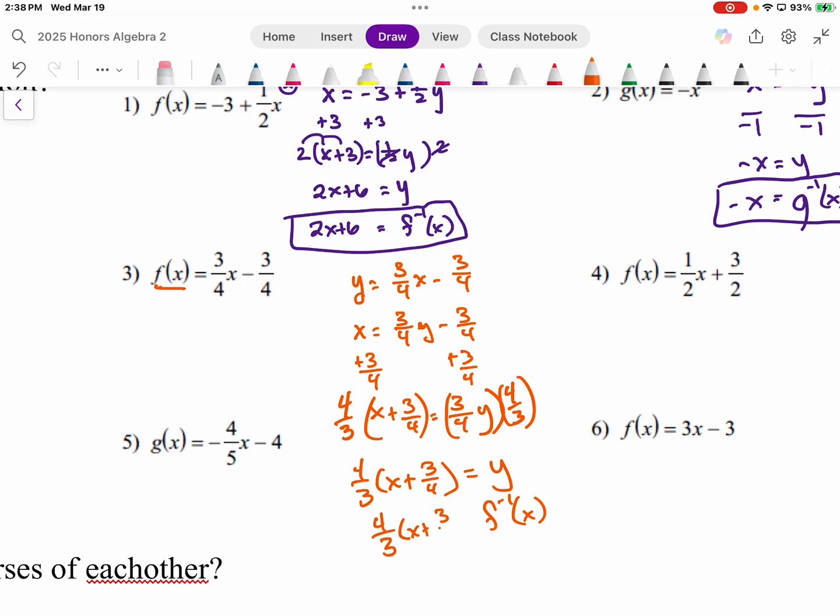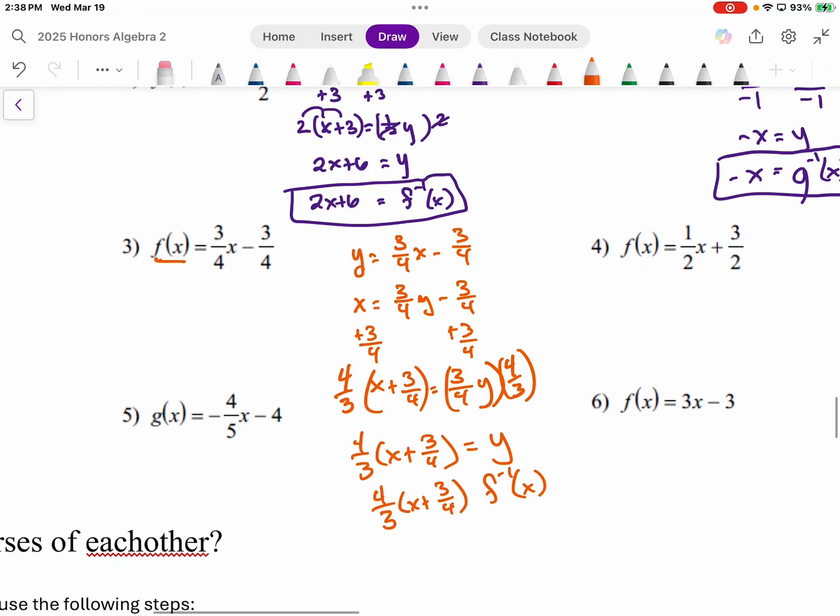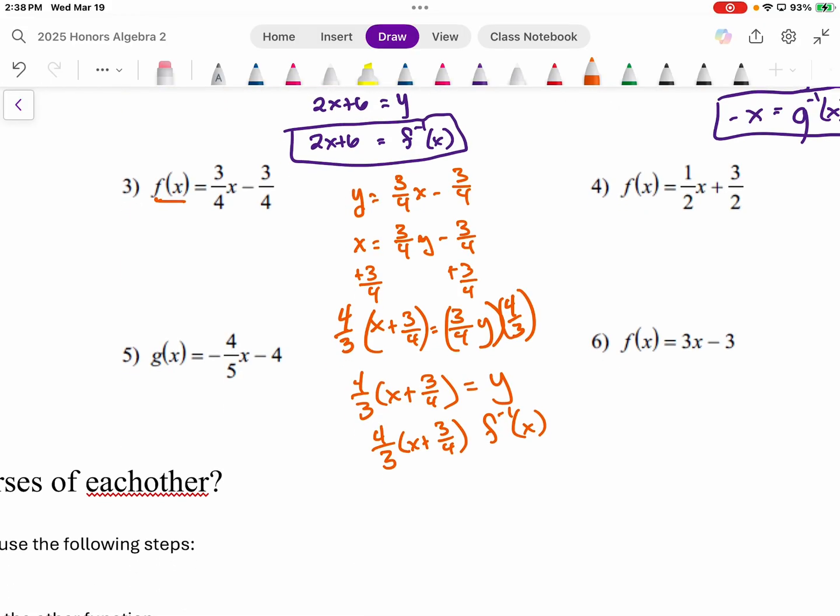Now, we know sometimes they want us to simplify. So to simplify, I would distribute the 4/3 and get 4/3 x. And then what is 4/3 times 3/4? Yeah, it's 1. And that's how it's typically going to be on something like the ACT.